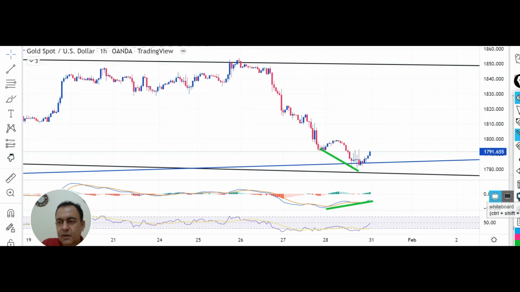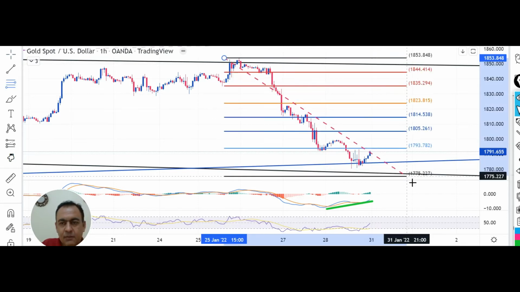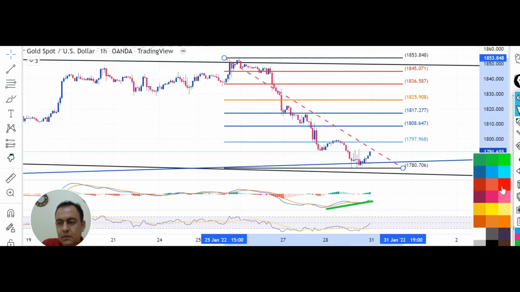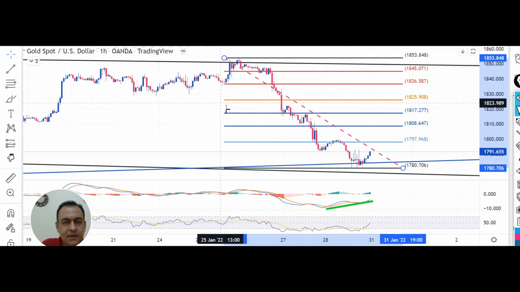So what we can expect now is a pullback based on the fib retracement. I'll mark the fib retracement from the recent swing high to swing low. The levels are 23, 38, 50 and 61. So I'm expecting a pullback towards this area.